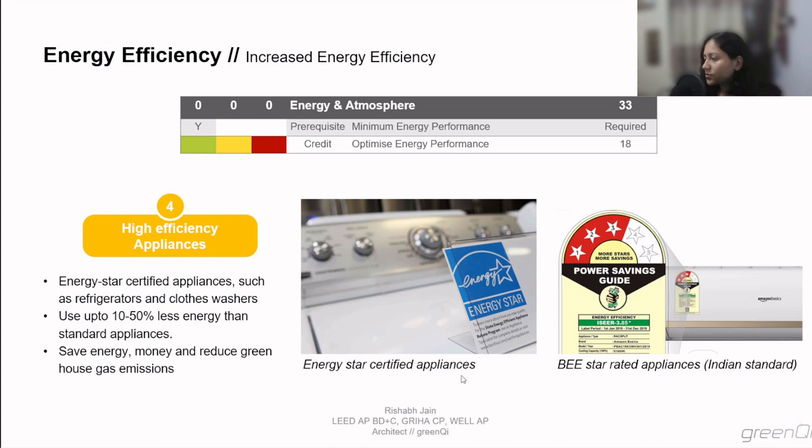So for example, internationally, I think Energy Star is more prevalent, but in India we have BEE star rated appliances, which vary from 1 star to 5 star in ascending order of efficiency. They can save up to 10 to 15% more energy than the standard appliances, and it can help you reduce your energy cost through your bills.